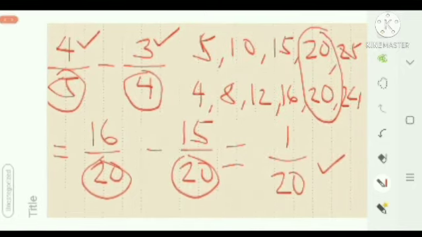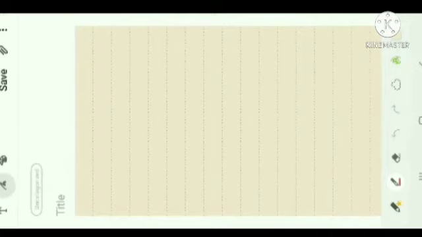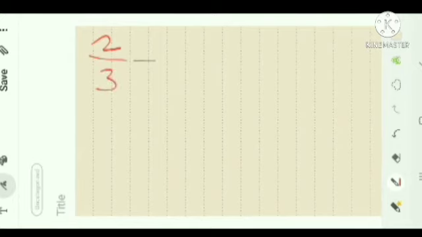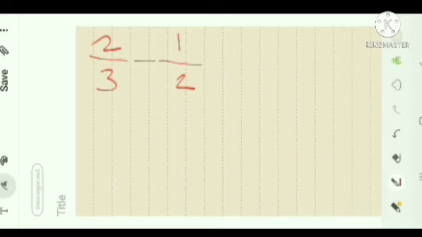Okay, another example. We have 2/3 minus 1/2. Again, they are dissimilar fractions. All we need is to get the least common multiple of our denominators.